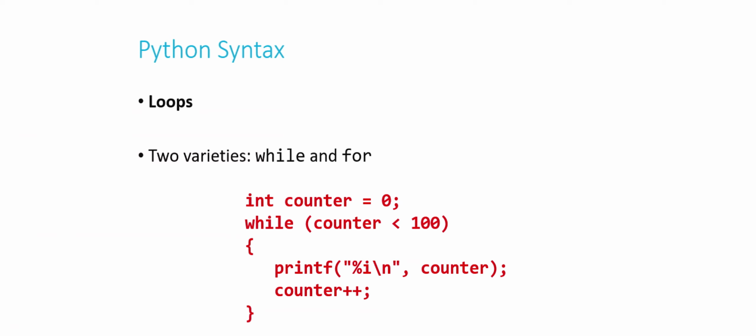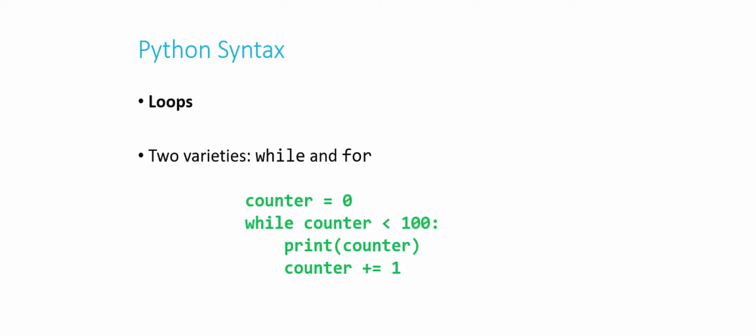So this loop will run 100 times, printing the numbers 0, 1, all the way down to 99. To do the same thing in Python, it would look a little something like this. Counter equals 0. Again, we're leaving off the type specifier because it's Python. We don't need it. There's no semicolons at the end.